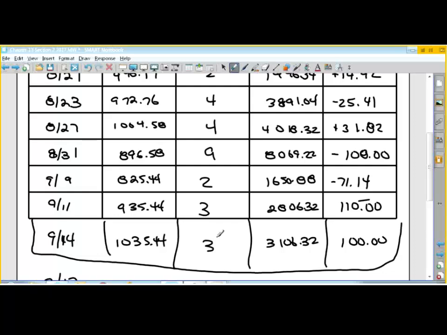So it's 31 days. So to get my average daily balance, I add all those numbers up in that one column. And just hold on a second. I accidentally stuck my hand on the power button on my tablet.